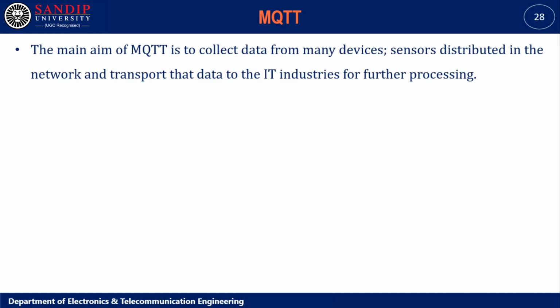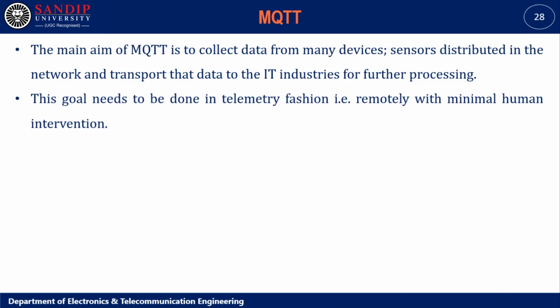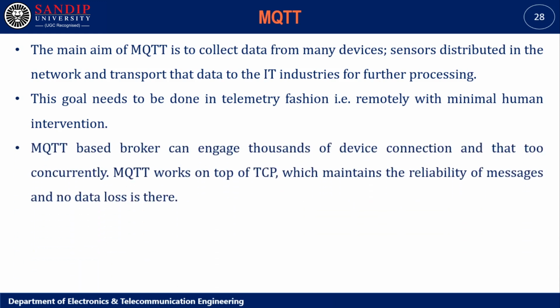The main aim of MQTT is to collect data from the many devices and sensors distributed in the network, and transport that data to the IT industries for further processing. This goal needs to be done in telemetry fashion, that is remotely with minimal human intervention. MQTT-based broker can engage thousands of device connections, and that too concurrently. MQTT works on top of TCP, which maintains the reliability of messages and no data loss is there.